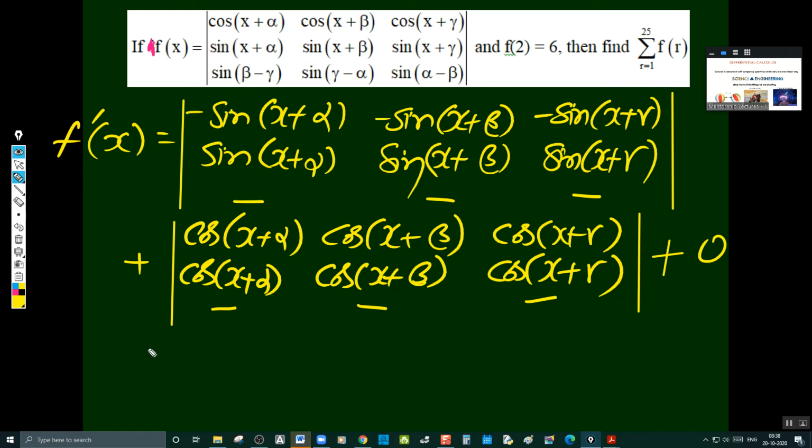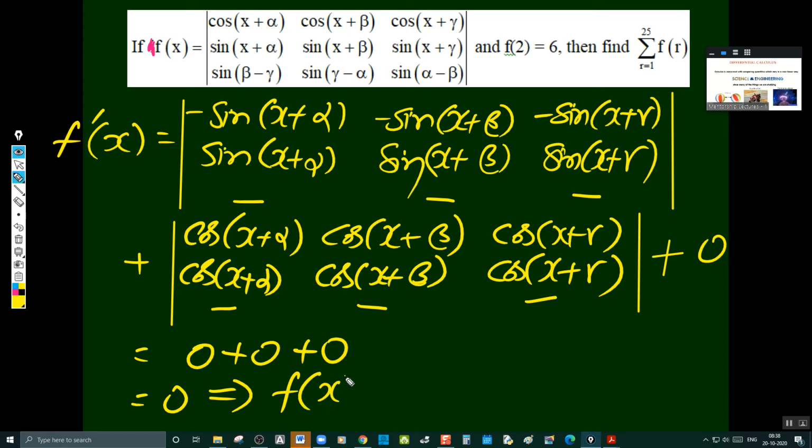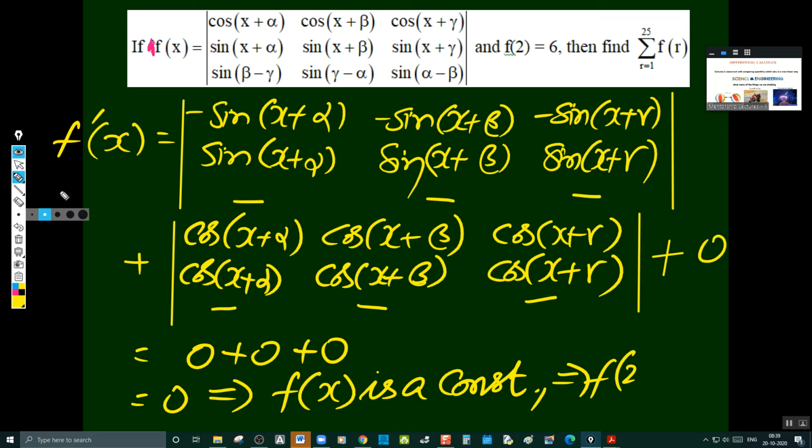And hence all determinants after derivative become 0. So f dash x is 0, which implies f of x is a constant. Now f of 2 is equal to 6, given there. Just check it out. So f of x is equal to 6, since f of 2 is equal to 6.